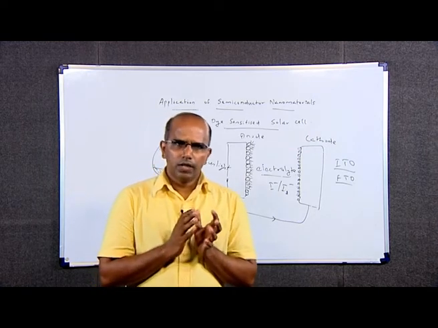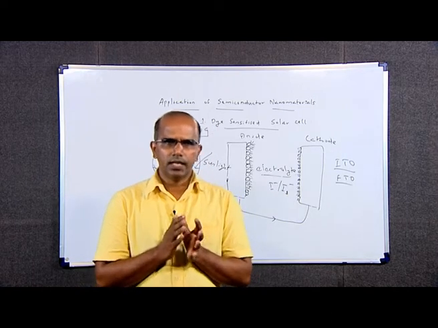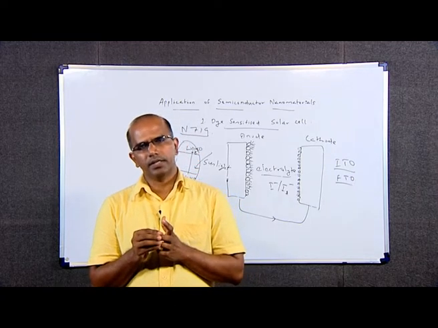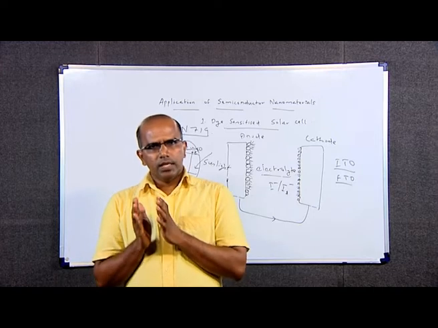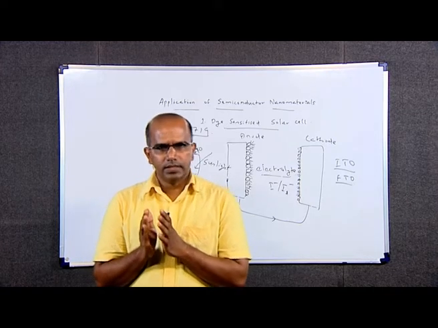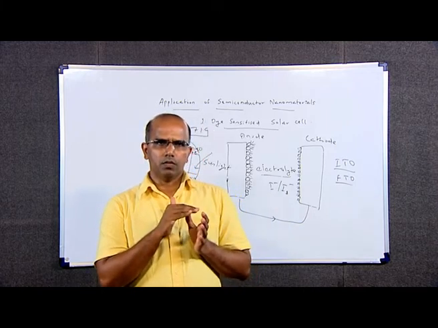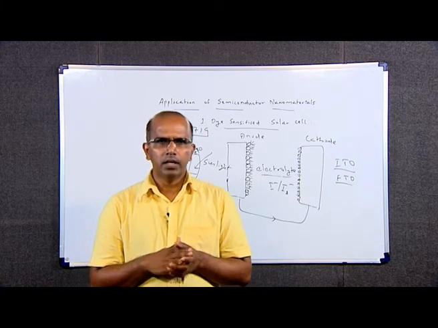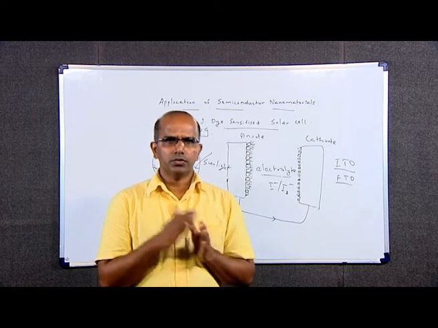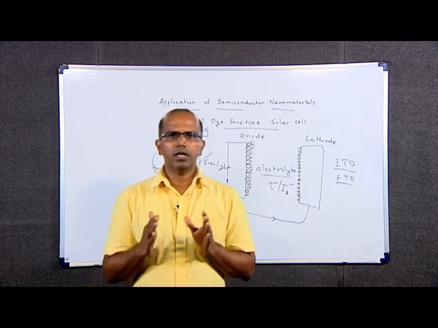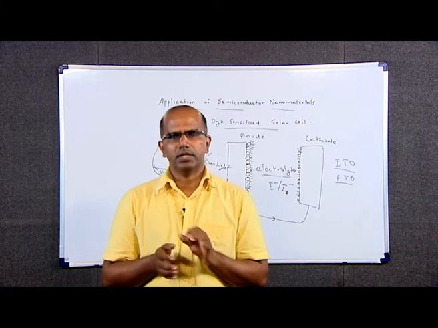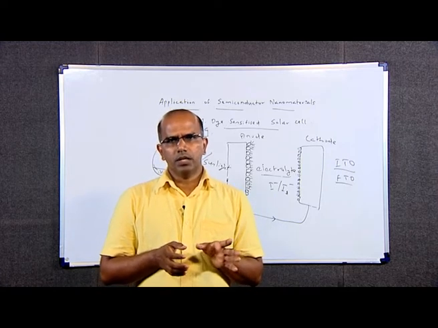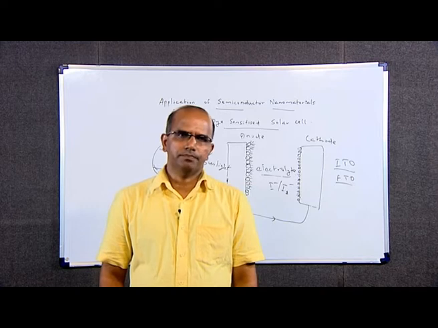For that, the dye should absorb the visible region, because sunlight contains 5% UV and 45% visible light, and the remaining is IR. So, if the dye is selected in such a way that it absorbs the whole solar spectrum from UV, visible and IR, that will be the better dye. If the dye absorbs from UV to the IR region, it will be very good for the dye sensitized solar cell. That is the first condition. The absorption spectrum of the dye should cover the visible as well as the IR region.